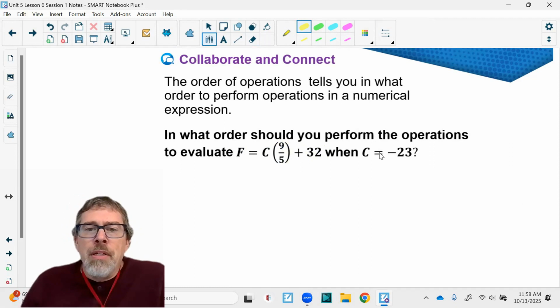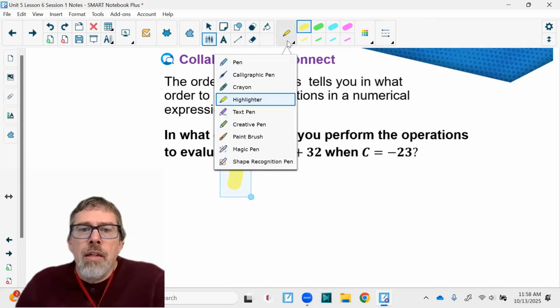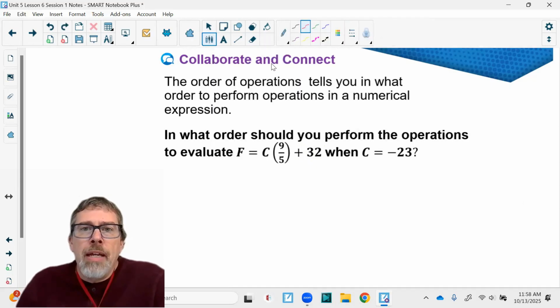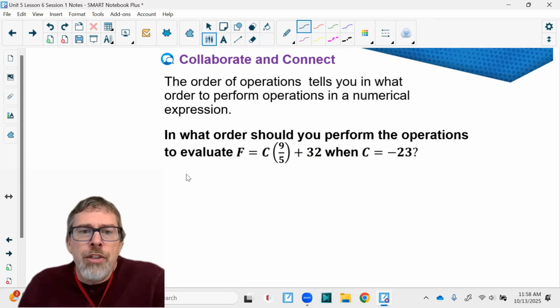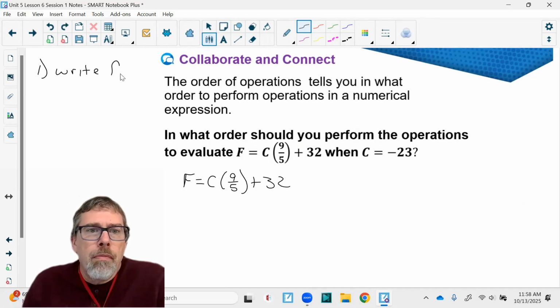So the first step is always substitute in your answer. So I'm just going to rewrite. Let me get rid of that and switch to pen. I'm going to rewrite the equation. F equals C times 9/5 plus 32. Always rewrite the problem. So step one, write formula. Okay, we were given that formula a couple pages ago, third page, I guess. Step two is substitute the givens.